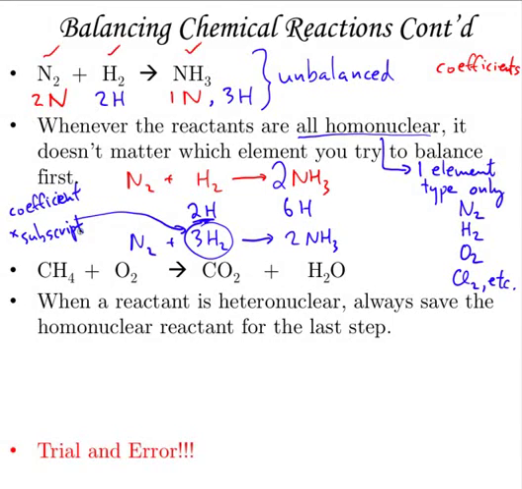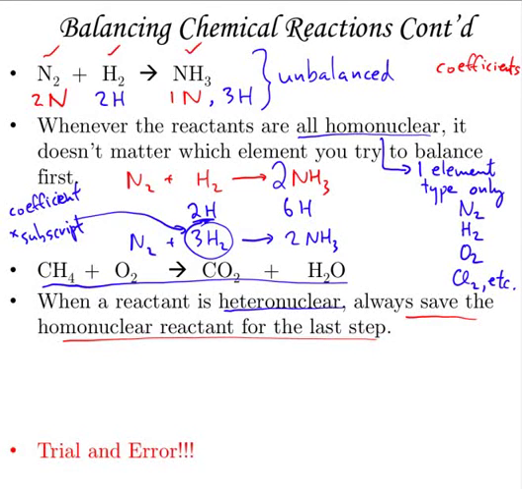Okay. Let's go ahead and now move on to another chemical reaction where the reactants are not both homonuclear. So for example, CH4 plus O2 goes on to form CO2 and water. So we have CH4, which is what we call heteronuclear. That is, the compound is made up of more than one element. So my advice I usually give is the following. You always save the homonuclear reactant for the last step. And that's going to make your life a lot easier.